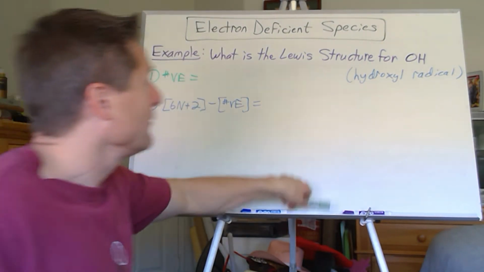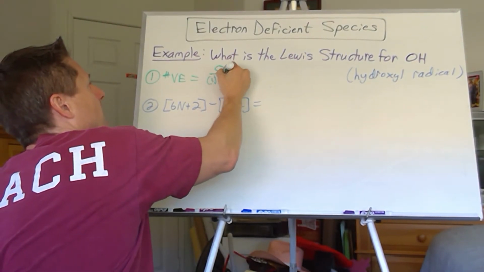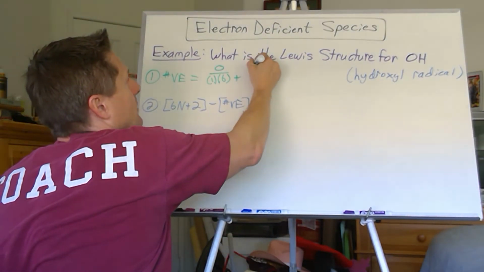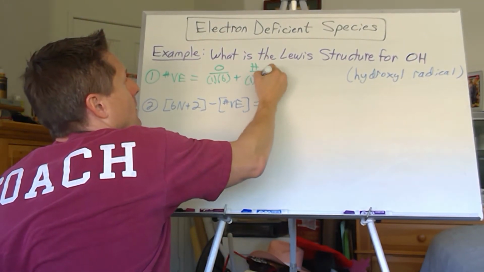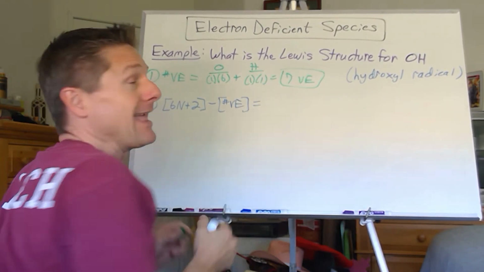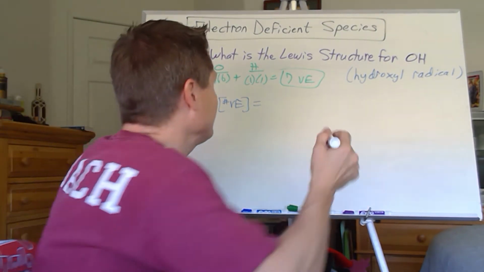Let's do this. This should be pretty easy. I've got 1 oxygen, and those chalcogens are in group 6A. I've got 1 hydrogen, which is in group 1. So that's 7 valence electrons. Oh, so that is a key. This is odd, isn't it?